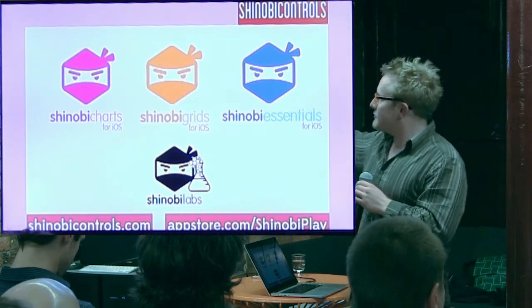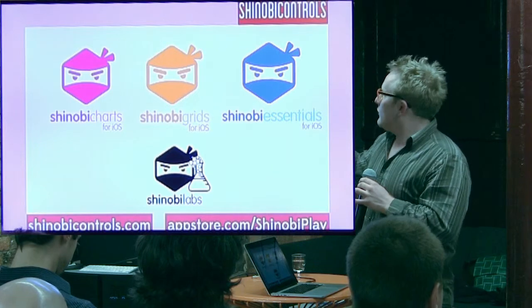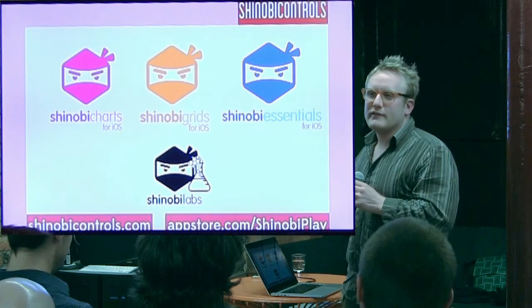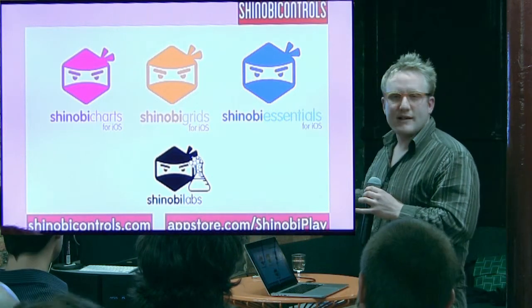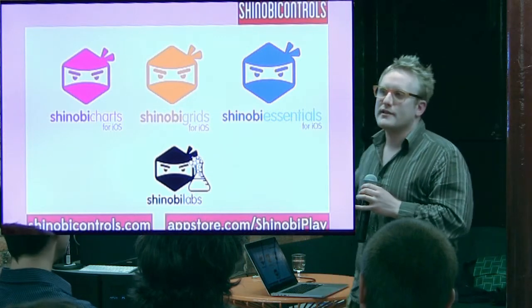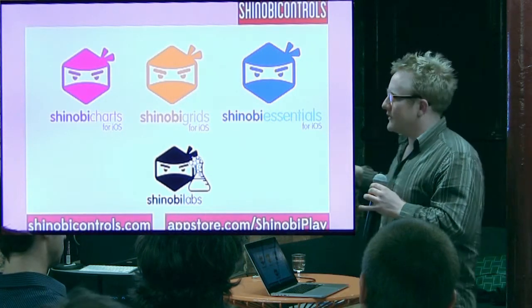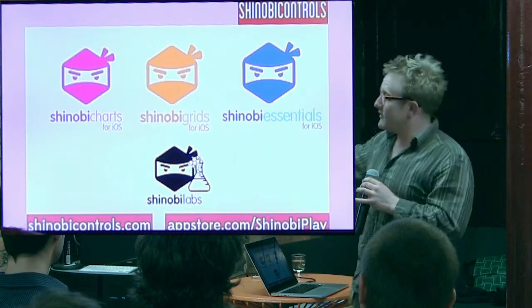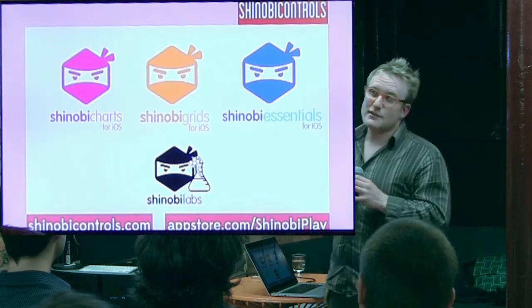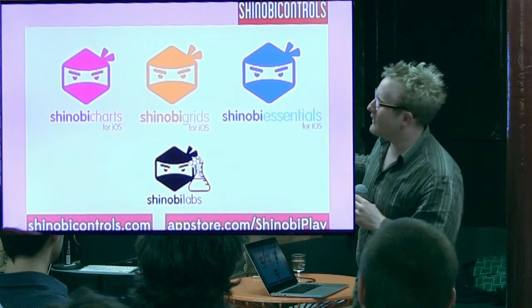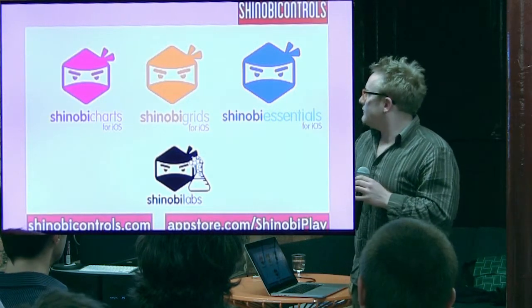We have three main products. We have Charts, which is kind of graphing, OpenGL accelerated graphing, all kinds of different charts and things that you might want, including kind of wacky financial ones and that kind of thing. Tens, hundreds of thousands of data points. At the moment it's iOS only. In the next week, maybe 2 weeks, we'll have an Android version as well.